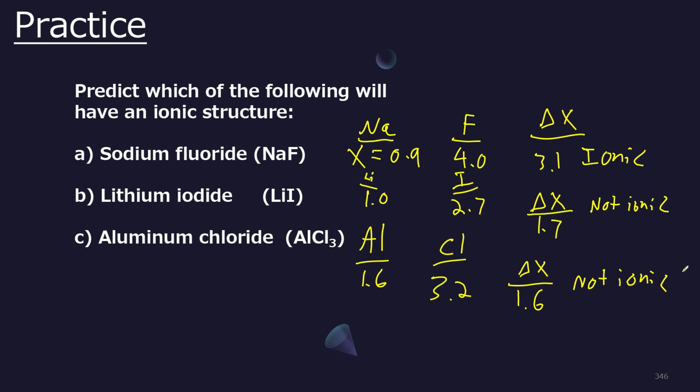Okay, so our answers would be these on the right. Sodium fluoride has a huge difference of 3.1. It's clearly ionic. The other two are not as clear, but we'll label them as not ionic.